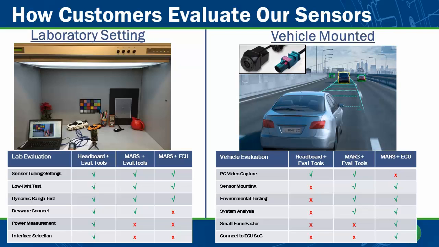Now, if you're using MARS with our eval tools, because of the miniaturized size of the MARS and because of the cable length, you're able to do that. You're able to mount the sensor and do more environmental type testing and system analysis. But because you're actually using the eval tools inside the car and the PC, you may not have the smallest form factor that you need. And of course, because you're using our tools, you would not be connecting into the electronic control unit or SoC. Now, the optimal scenario in the car here is that you can connect into the ECU.